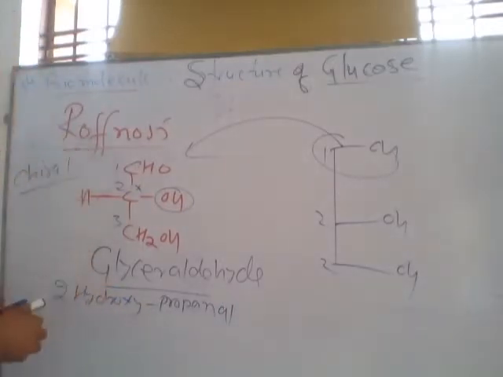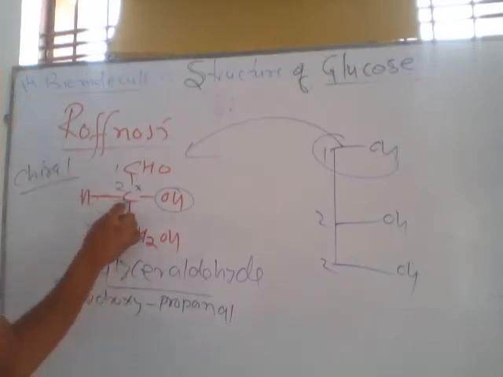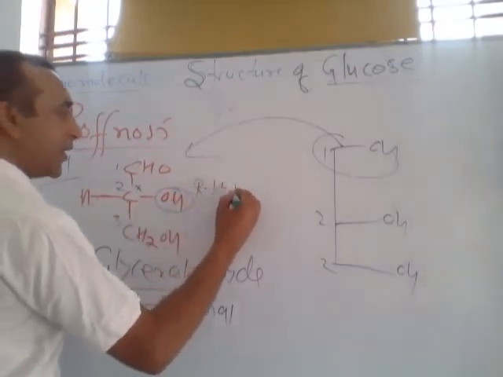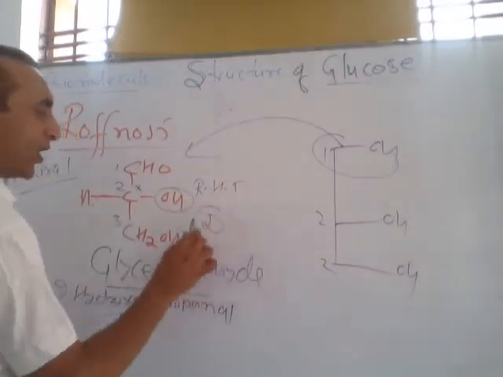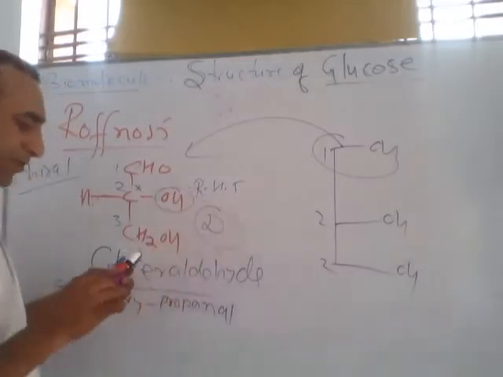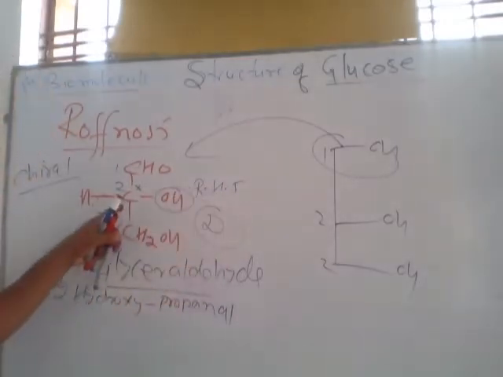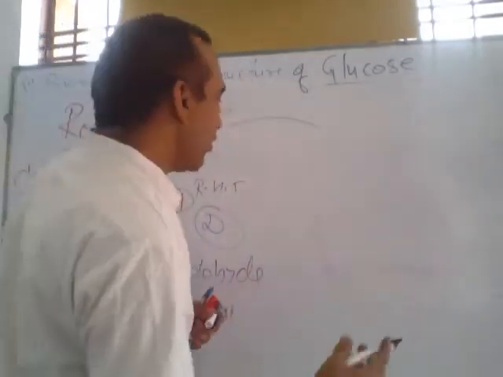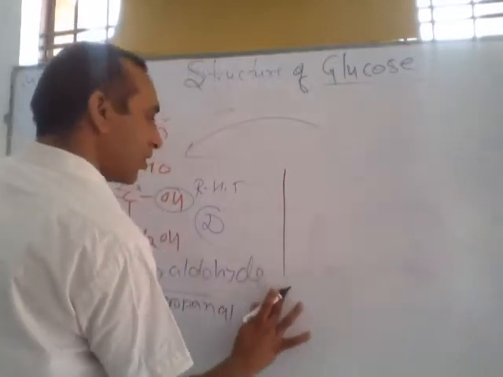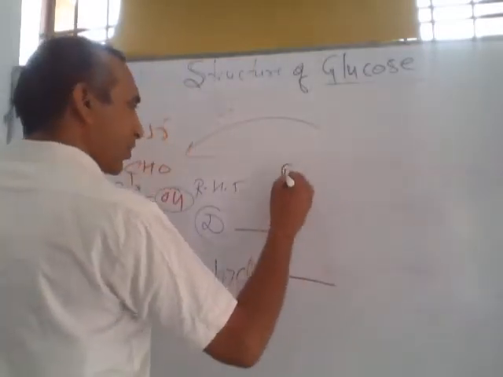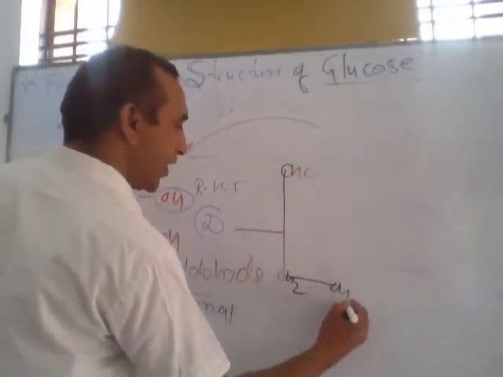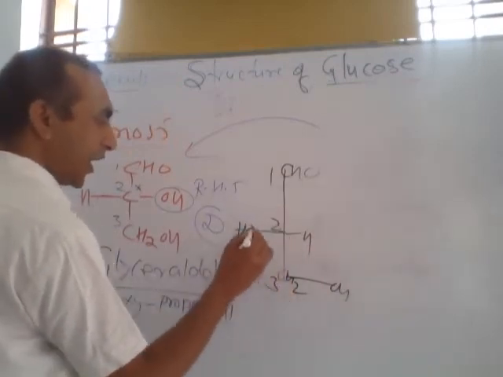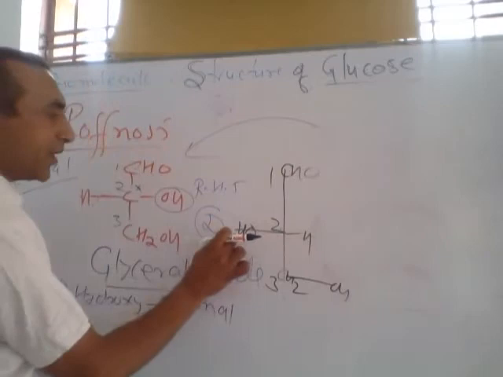But according to Rosanoff, if on the second carbon the orientation of OH is on the right hand side, this form is called D. There is no full form of D. If you change the orientation just like this, 1, 2, 3, this is aldehyde, this is CH2OH. Now in this case the orientation of OH on the second carbon becomes the left hand side. This is called L.